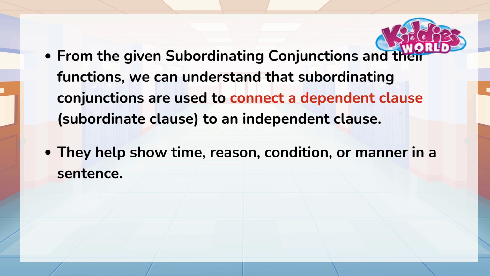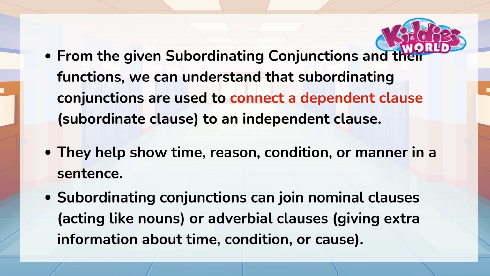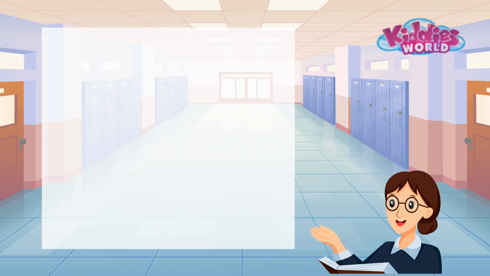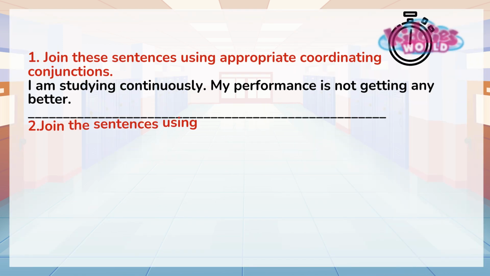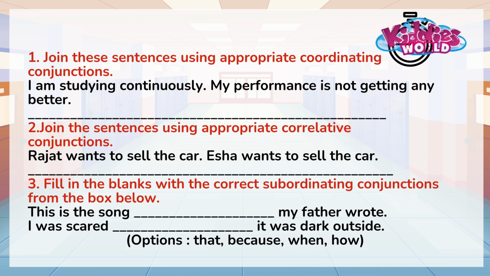They help show time, reason, condition, or manner in a sentence. Subordinating conjunctions can join nominal clauses, acting like nouns, or adverbial clauses, giving extra information about time, condition, or cause. Time to practice. Stop and try answering the questions.